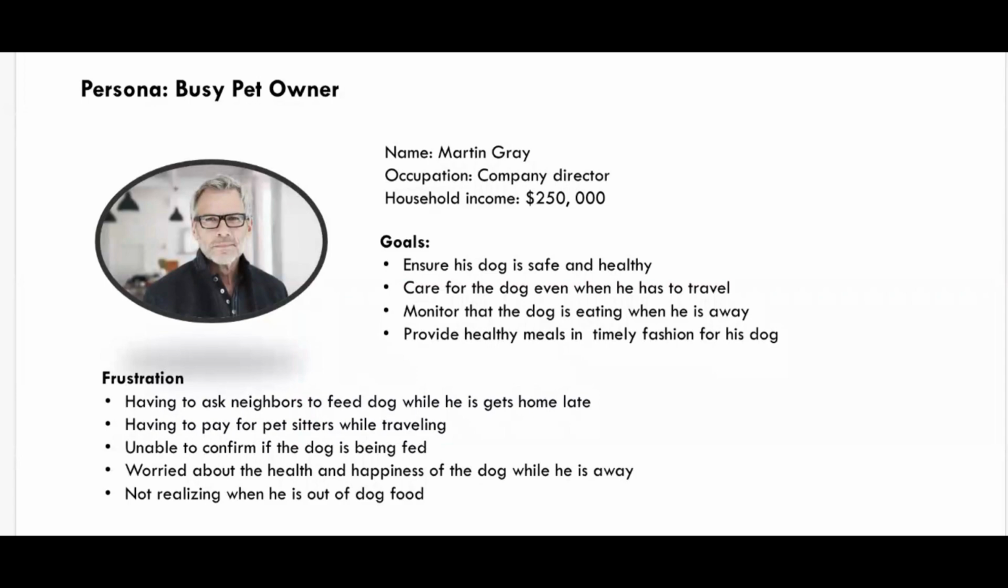So the frustration he has is that he's having to ask neighbors to feed the dog while he gets home late during the week, and when he's out of town, sometimes he has to get a pet sitter while he's traveling. But with the pet sitter, of course, you're worried that they're actually doing their job. They're not there. He's unable to confirm if the dog is actually being fed. He may have cameras in his house, but not every corner is going to be covered by a camera, so he can't really confirm the dog actually ate or not. He's worried about the health and happiness of the dog while he is away, and he doesn't realize when he is out of dog food because he's so busy running around. Now he has to run to get dog food, and it might just be one extra thing he has to do. So those are his frustrations as far as we've been able to tell.